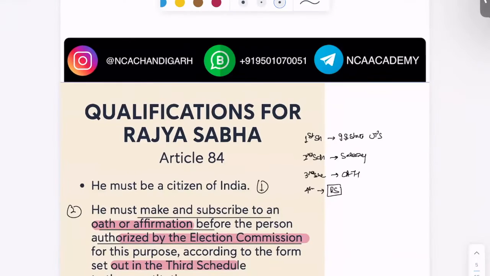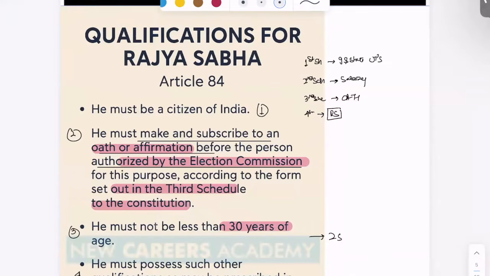Qualification. What should be the qualification? Article 84. पहला तो मुझे भारत का नागरिक होना चाहिए. I should be a citizen of India. Second, I should be 30 years of age. For Lok Sabha, what's the age? 25. Third, I should be of sound mind, sound body. That's a disqualification, by the way, not qualification.